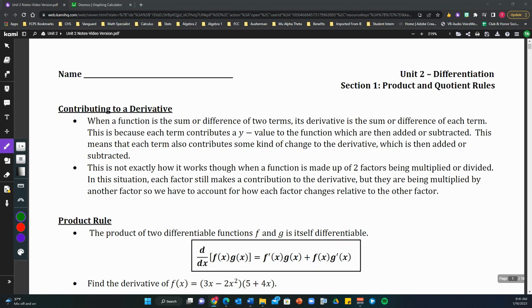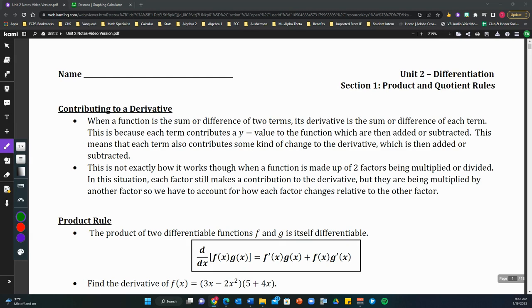When a function is the sum or difference of two terms or more, its derivative is the sum or difference of each of those terms. We already saw that with the sum and difference property or derivative rules. That's because each term in the original function contributes a value to the y value of the function, and then those different values are added or subtracted. So each term also contributes some kind of change to the derivative, which is then added or subtracted.